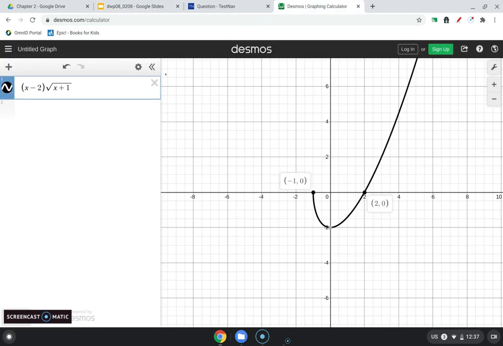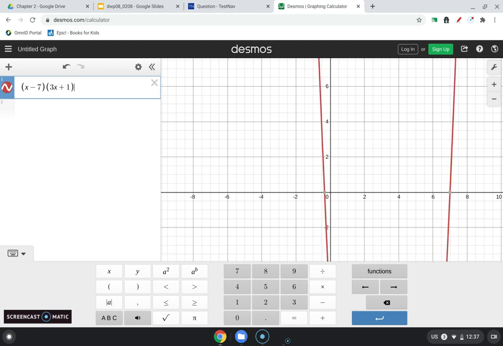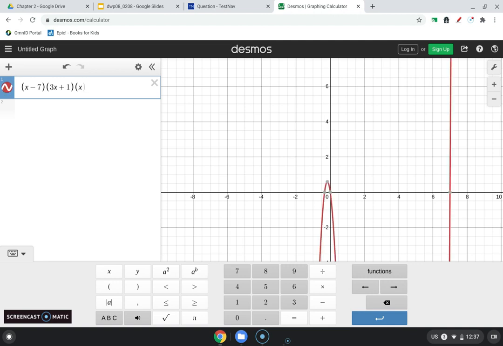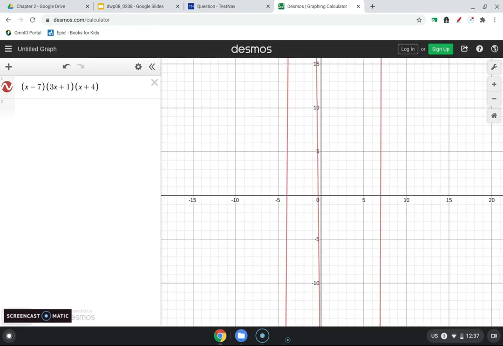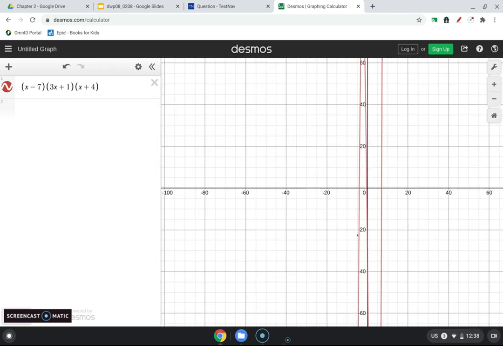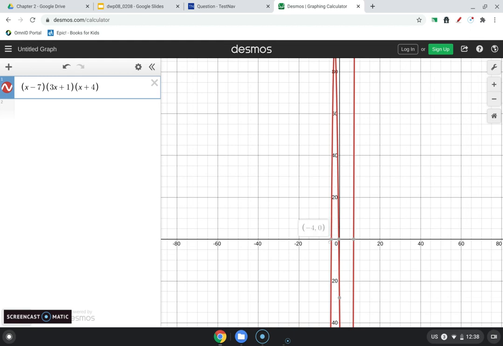So I got to graph that on Desmos. x minus 7 times 3x plus 1 times x plus 4. If you zoom that out, you can see we got some zeros here. Well, we know our zeros already, but now we can see where they're positive and negative.